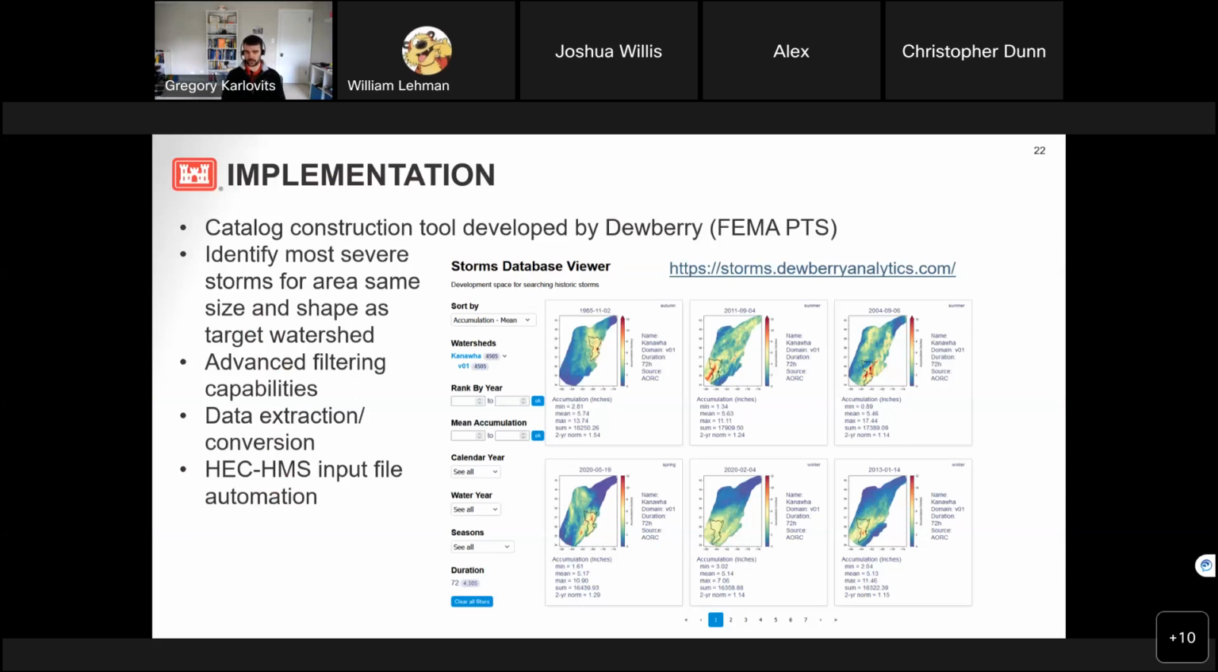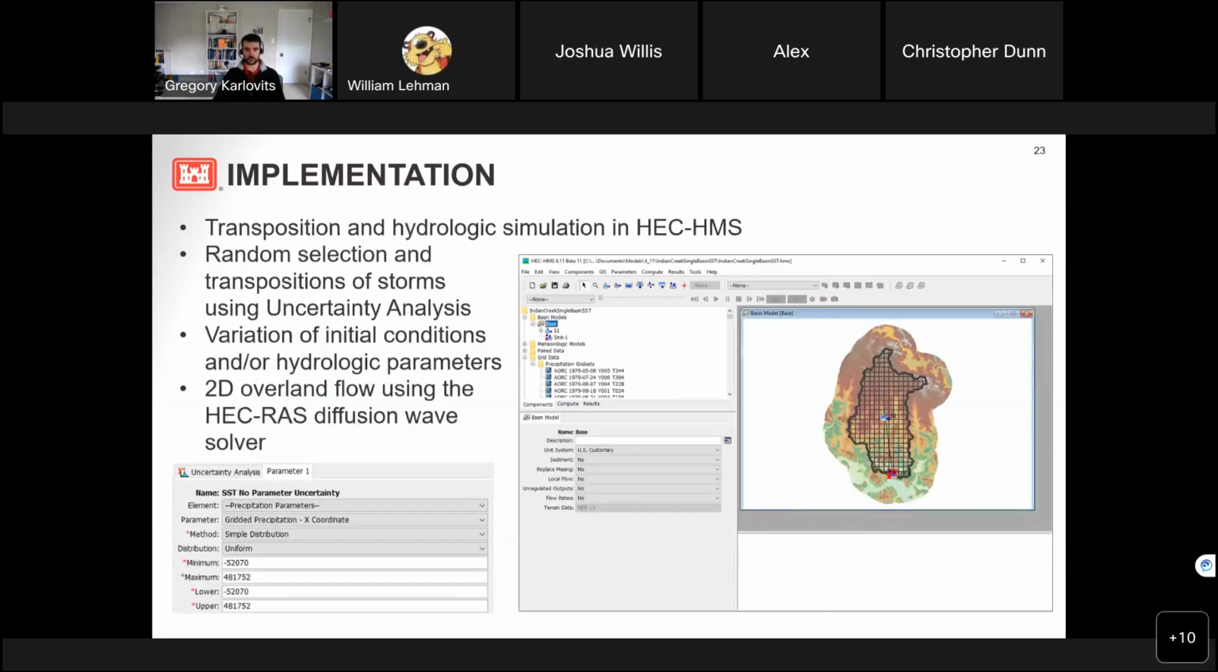The other part of this, and I'll show this in some of the HMS implementation stuff, is where we pull out the names so we can randomly sample the storms. Within HMS, HMS leverages Tom Brauer's Vortex tools to do transposition of these storm events, and it runs really, really fast, which is cool. So we take these and run them in the uncertainty analysis framework in HMS.